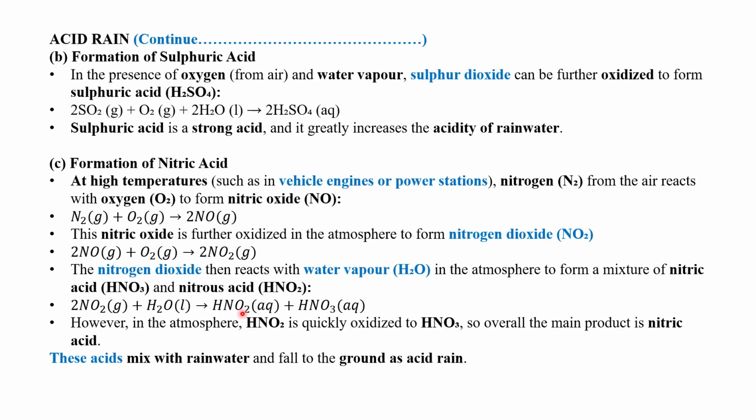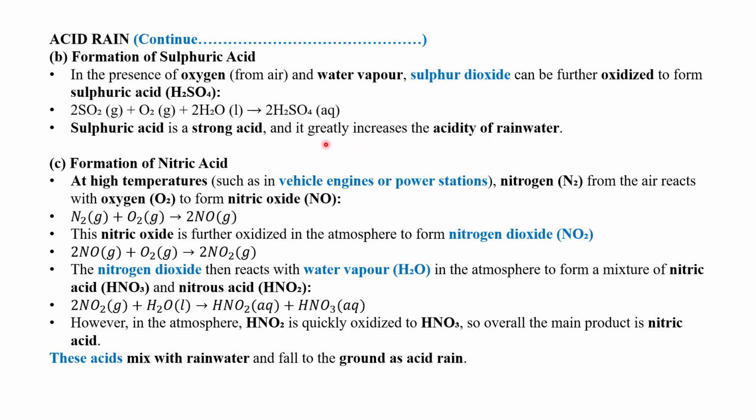The next is the formation of sulfuric acid. In the presence of oxygen from air and water vapor, sulfur dioxide reacts and forms sulfuric acid. You can see SO2 in the gas form, oxygen in the gas form, water or water vapor in the liquid form, L is liquid, then it forms H2SO4. It is a strong acid. Sulfuric acid is a strong acid and it greatly increases the acidity of rainwater.